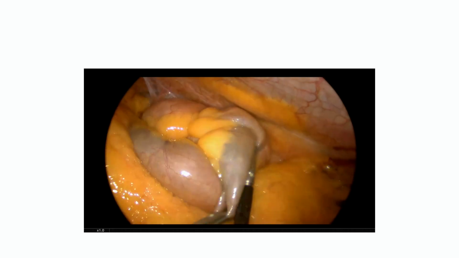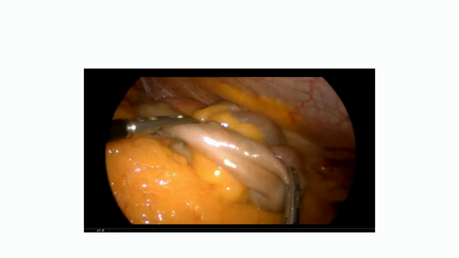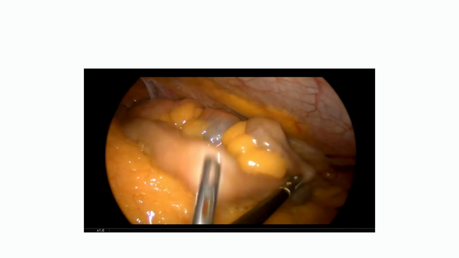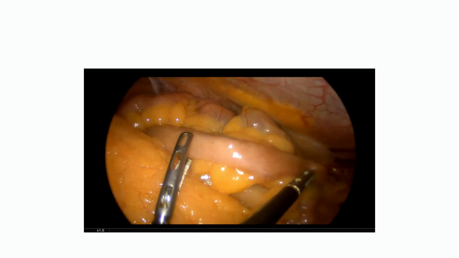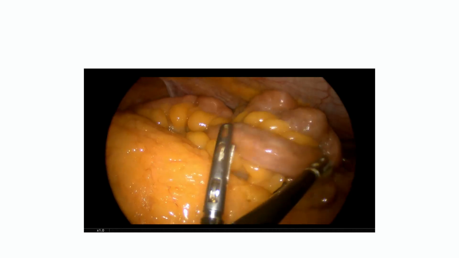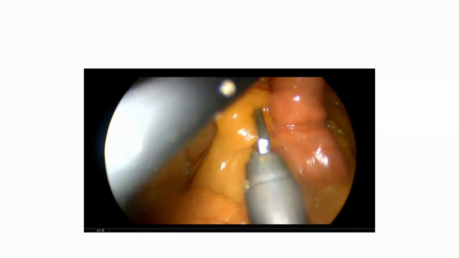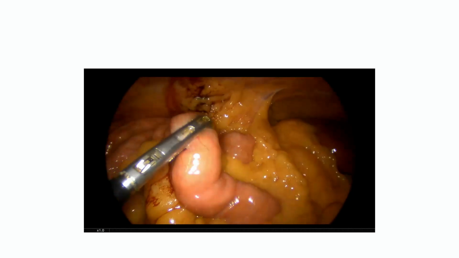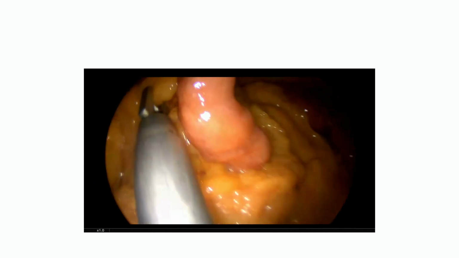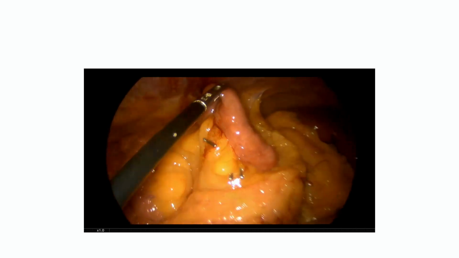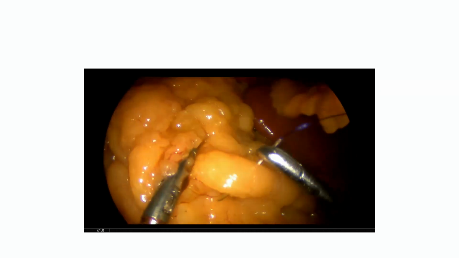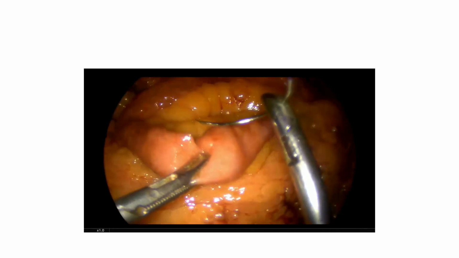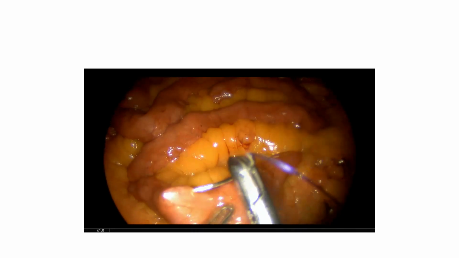After we finish the measurement, we put clips proximal and distal to the bowel to prevent any malrotation. After that, we fix the bowel to the gastrocolic ligament with just one suture.